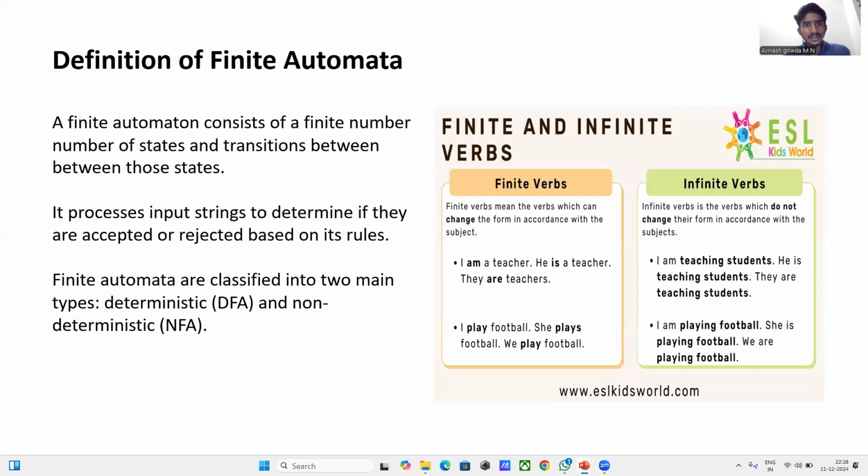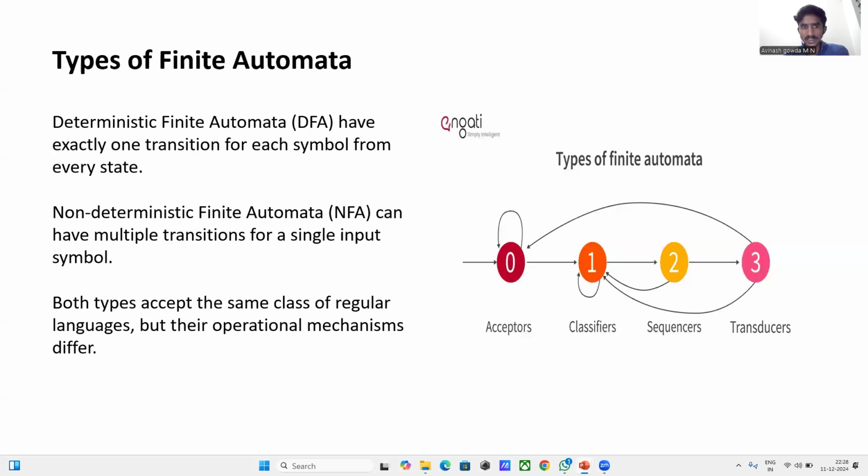Next, the definition of finite automata. A finite automaton consists of a finite number of states, transitioning between the states, and it processes input strings to determine whether they are accepted or rejected based on the rules. There are two types of finite automata, that is DFA and NFA.